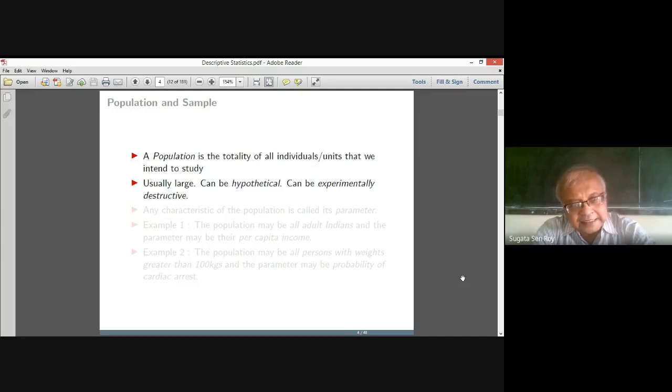Okay. Instead, if I'm looking at, say, just the per capita income of people in West Bengal, so Bengalis, then I'll just be restricting myself to the state of Bengal, and the population would be all those living in Bengal. So you need to define the population first. Okay, so why do I say it can be hypothetical or experimentally destructive? Okay, let me come to the hypothetical.